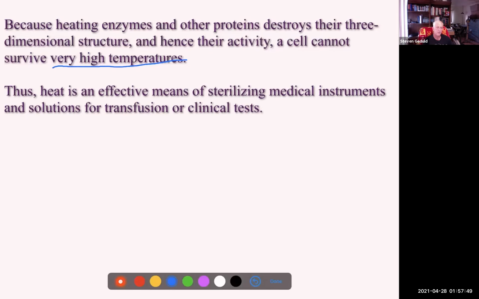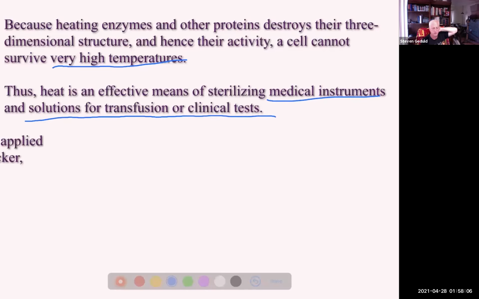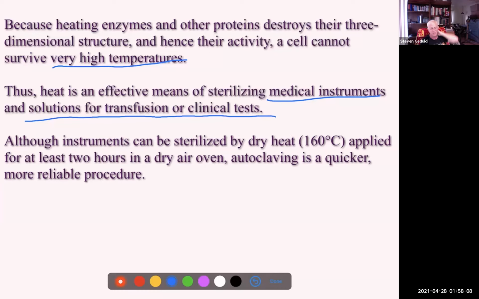So heat is an effective means of sterilizing medical instruments because it destroys the cells, bacterial cells, viral cells. It's an effective means of sterilizing medical instruments and solutions for transfusion or clinical tests. Instruments can be sterilized by dry heat at 160 degrees centigrade, which kills bacteria and viruses, applied for at least 2 hours in a dry oven.